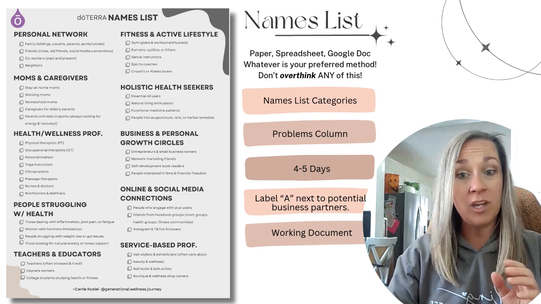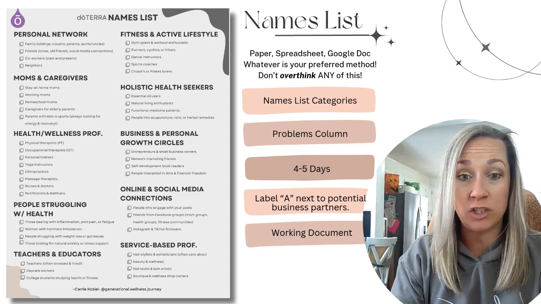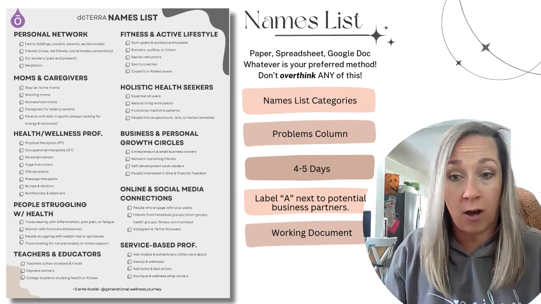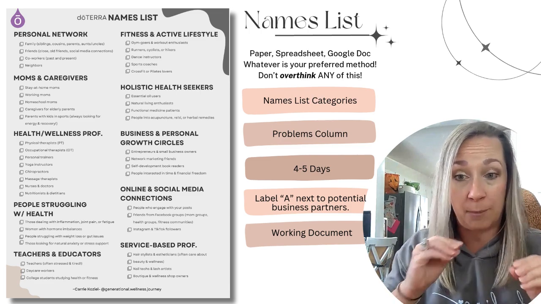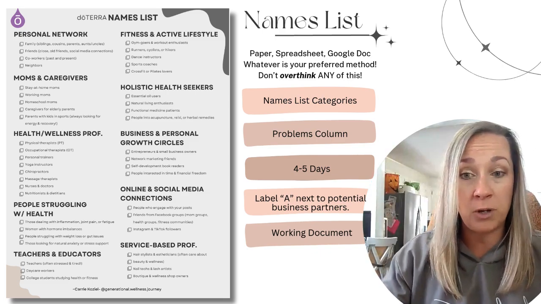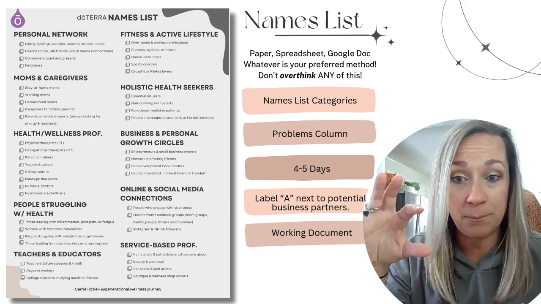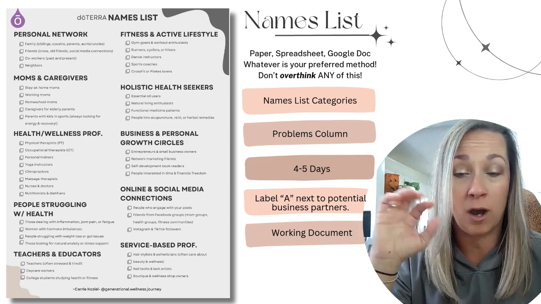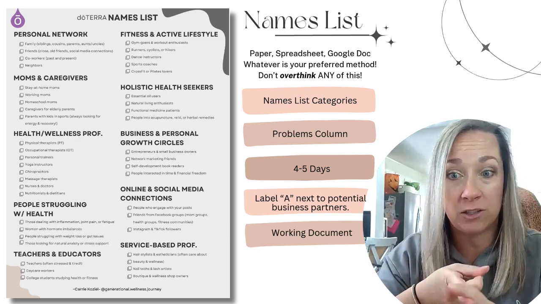Okay. And then the last piece, you can choose to do this as you're working on the names list, or you can wait till you have all of your names on the list and do this after. That piece is up to you. But as you're jotting names on this list, I want you to put the letter A next to anybody that you think could be a potential advocate with you, a business partner, somebody that you could see yourself working with.